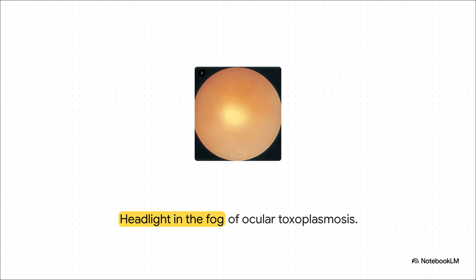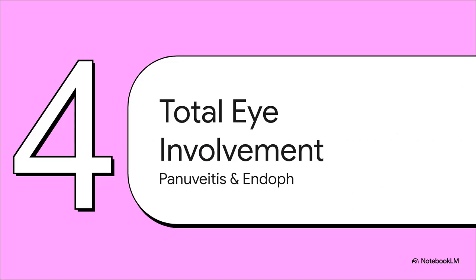Pathophysiologically, toxoplasmosis causes a primary retinitis. That's the bright, active yellow-white lesion or the headlight. The intense immune response then triggers a massive secondary vitritis, which creates the hazy fog right over it. For board prep, make sure you know that vision-threatening lesions are typically managed with classic triple therapy, pyrimethamine, sulfadiazine, and folinic acid.